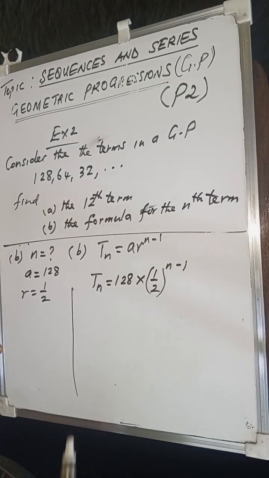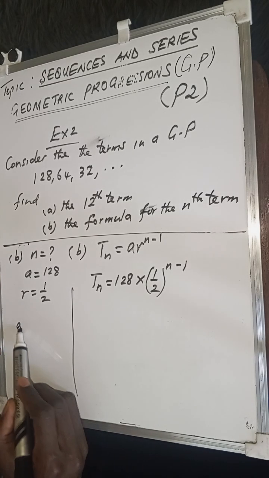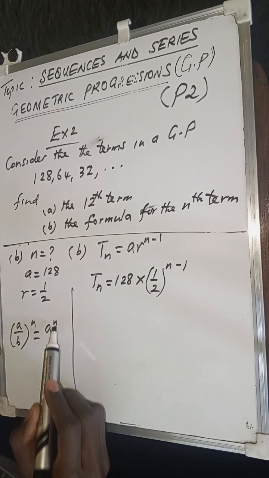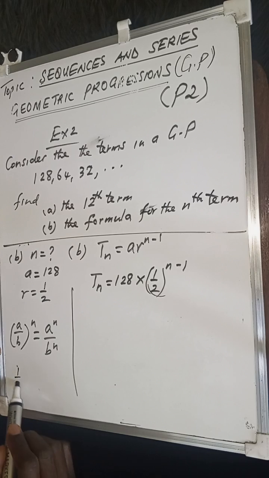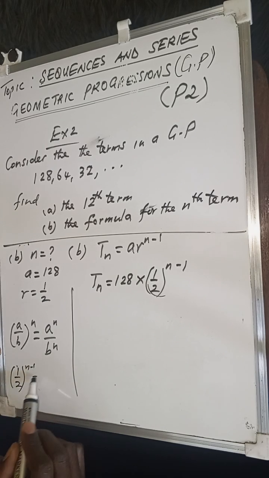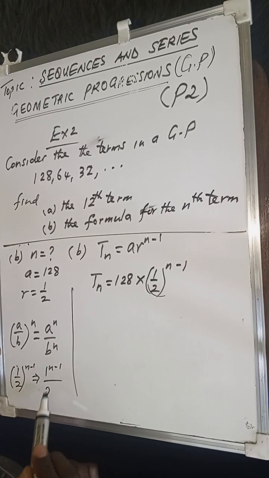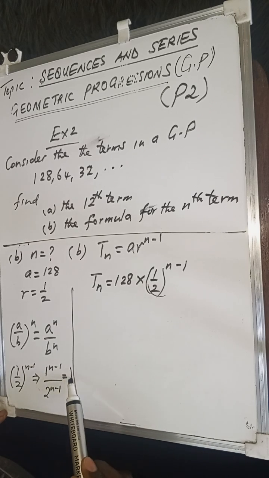Like I said, you can apply the laws of indices. When I look at that one, according to the laws of indices, remember I said if you have a over b raised to the power n, that is the same as a raised to the power n over b raised to the power n. So this is the same as 1 over 2 raised to n minus 1. I can also write it as 1 to the n minus 1 over 2 to the n minus 1. But remember, 1 raised to that will still just give you 1 over 2 to the n minus 1. So that's the idea that we are going to have.